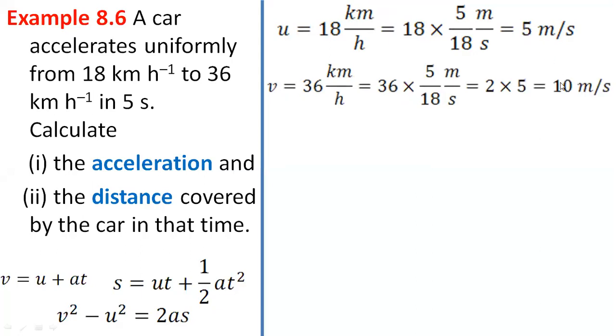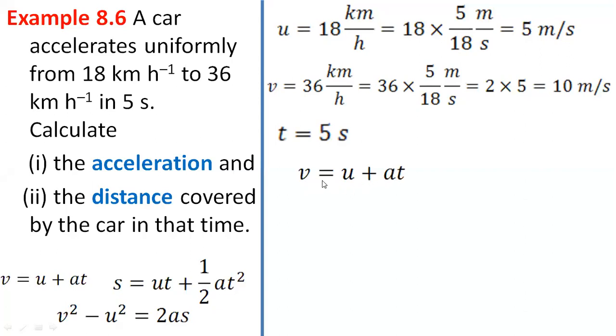So we have initial, we have final. What about the time? Time is given as 5 seconds. So I will also write that. Now we need to calculate acceleration. You can use any of the three formulas, but the problem with the second and third is you require the s value also, which we don't have. So again, we have to go with which formula? The first one, v is equal to u plus at.